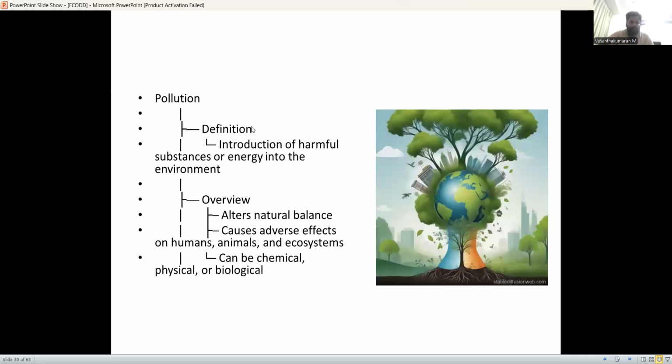Okay, so as I mentioned, any substance or energy which is harmful to our nature, to our globe, is called pollution. Pollution generally alters the natural balance. It does not let nature function as it wants. Everybody gets affected by pollution, every living being like humans, animals, ecosystems, plants, microbes, bacteria, even cyanobacteria. Pollution is generally chemical, physical, and even biological.